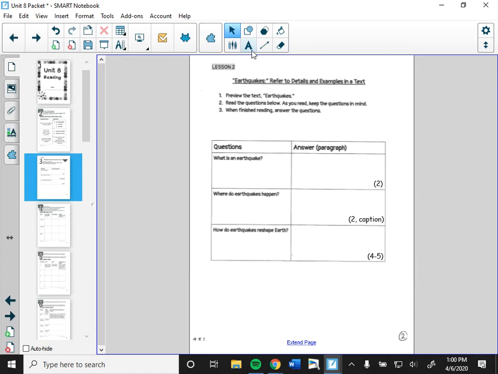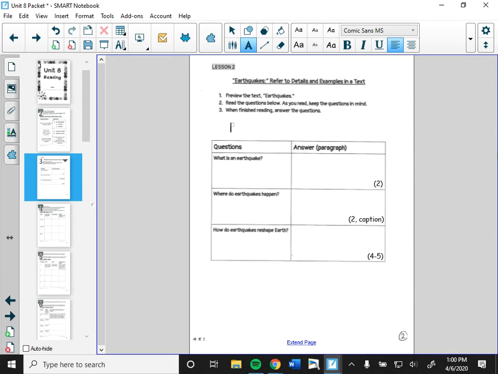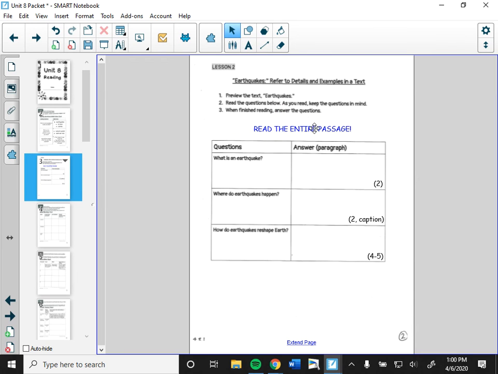You need to read the entire reading. It's only 2 pages. Read the entire passage, because that's going to come up in later lessons. When you're finished reading, answer the questions.